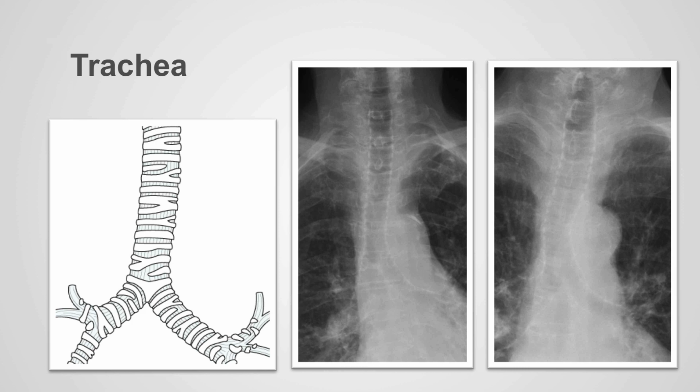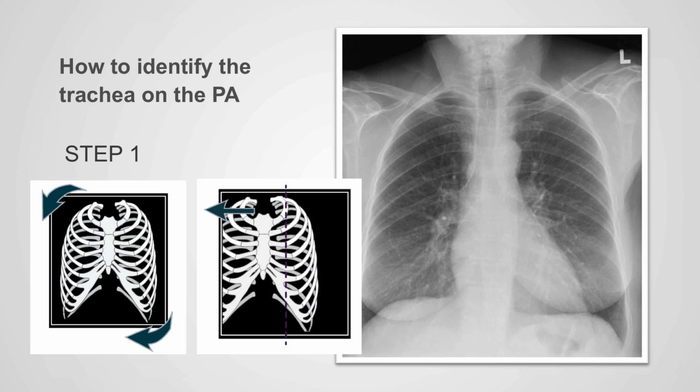In the elderly population, tracheal cartilage can calcify. This calcified cartilage can help delineate the borders of the trachea. How do we identify the trachea on the PA X-ray? First, we confirm that the patient is midline and is not rotated.